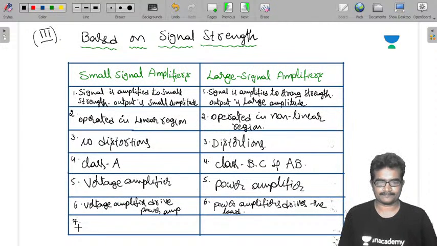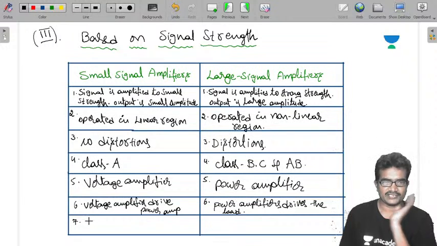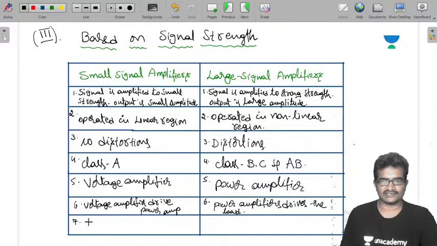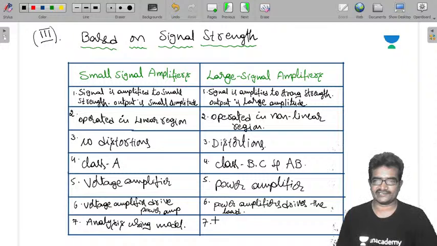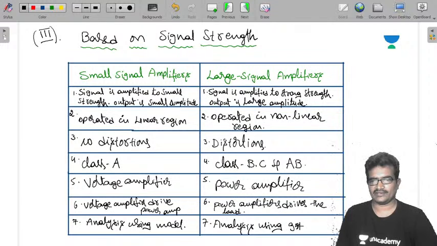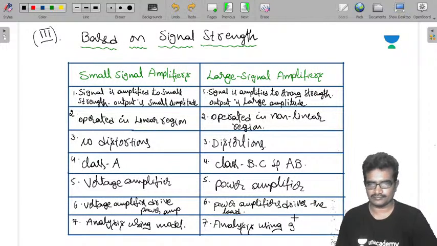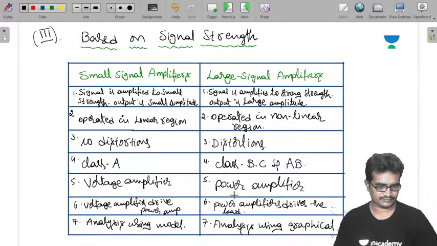Here we are going to analyze using the H parameter model, or you can use the RPi model. And here we are doing the analysis graphically.